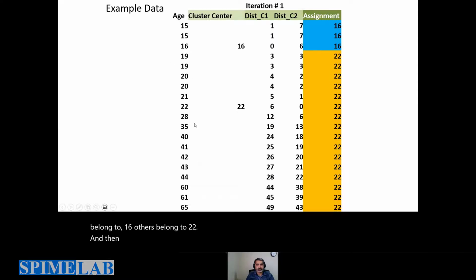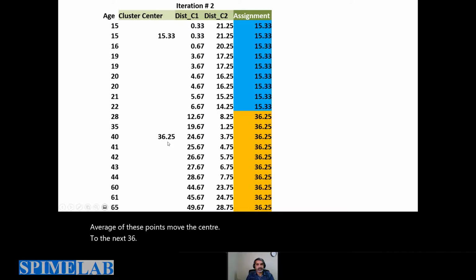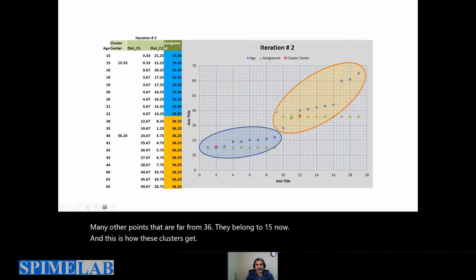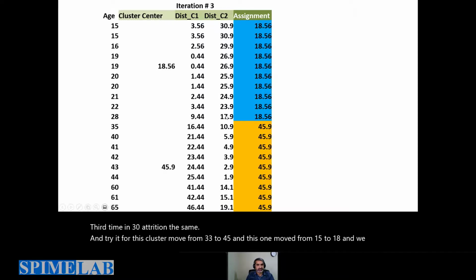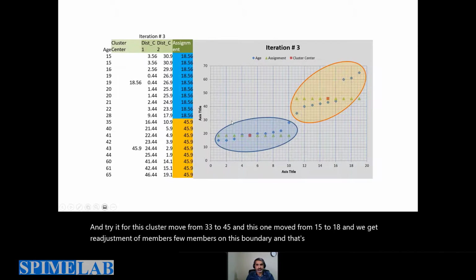And then we take the average of these points again that belong to 22. Average of these points move the center to the next 36. When we take 36 as centroid, then many other points that are far from 36, they belong to 15 now. And this is how these clusters get natural shape. In the third iteration, the centroid for this cluster moved from 33 to 45, and this one moved from 15 to 18, and we get readjustment of members, few members on this boundary. And that's all. After that, they will not move much.